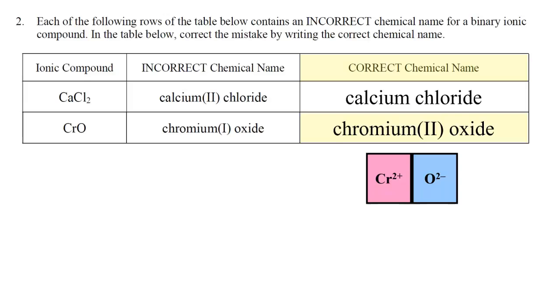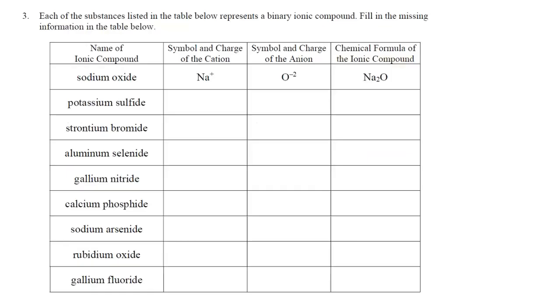All right, well, now that we are done with questions 1 and 2 on this practice quiz, let's go ahead and take a look at question 3. And this is a longer question because we have several things to do to fill in the missing information in this table. So the instructions in question 3 say each of the substances listed in the table below represents a binary ionic compound. Fill in the missing information in the table below.